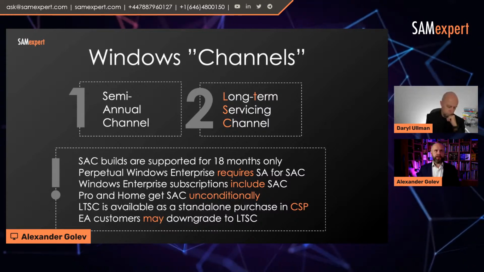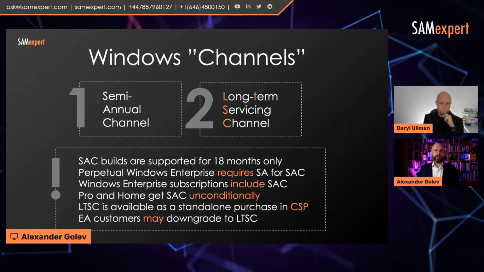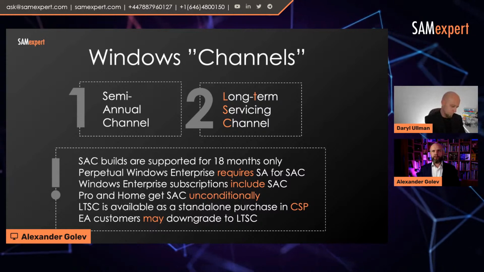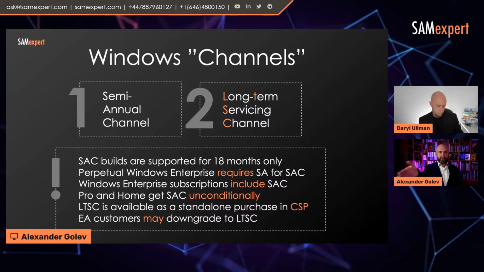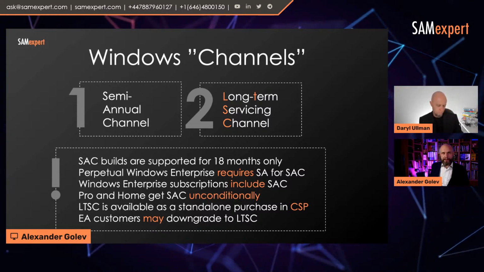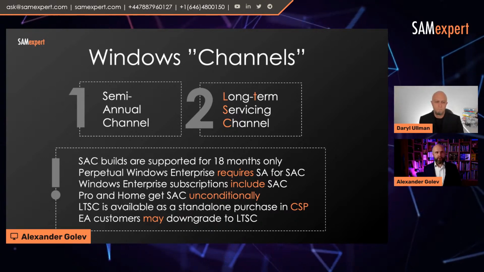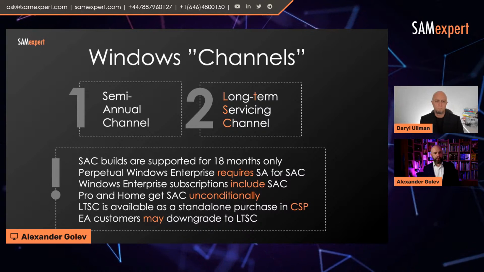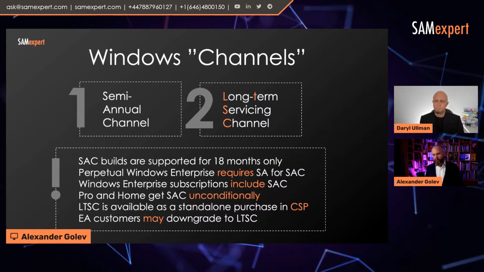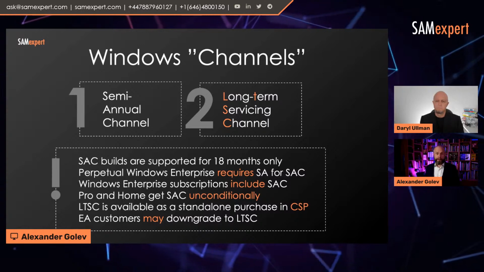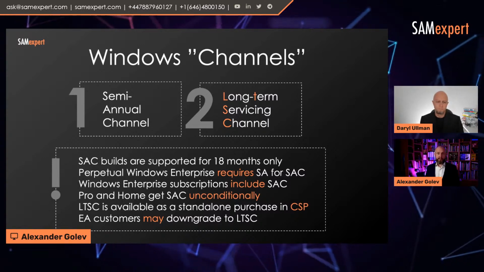I have lots of points here on the slide which I want to emphasize. Perpetual Windows Enterprise requires software assurance for the semi-annual channel. As I said, if software assurance ended, you must roll back to LTSC. Unfortunately, you can't keep the semi-annual channel if you don't have software assurance. So companies that want to cancel software assurance but continue using semi-annual channels will have to roll back to Windows 10 Professional. That's the only option.